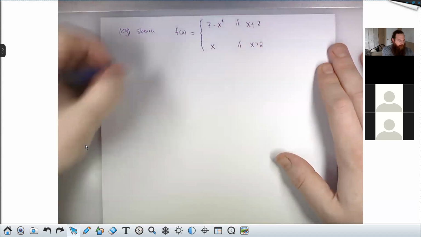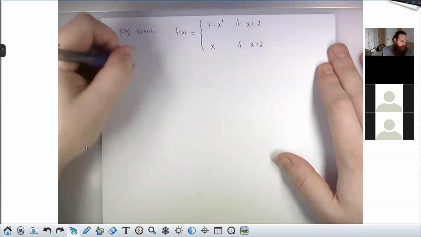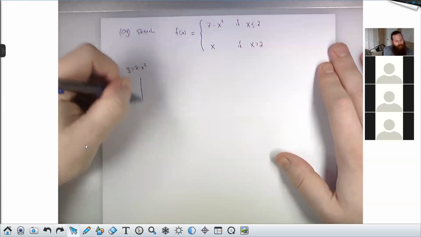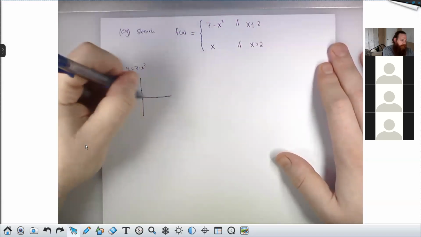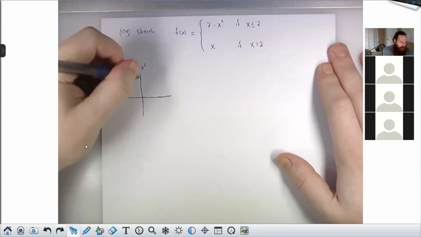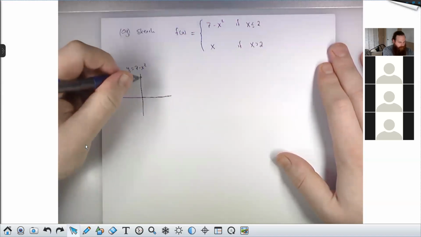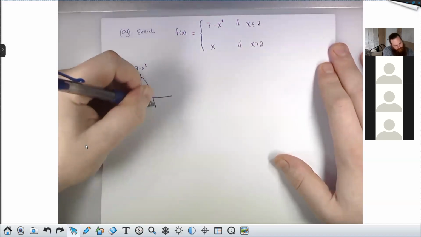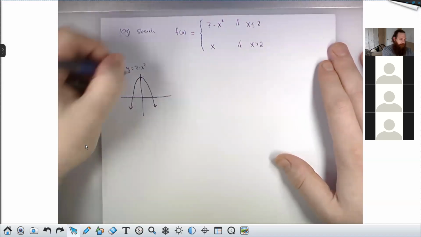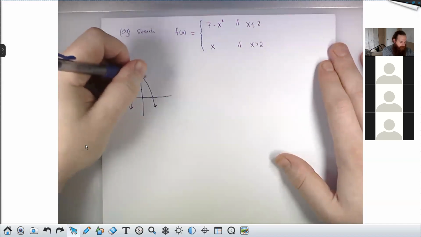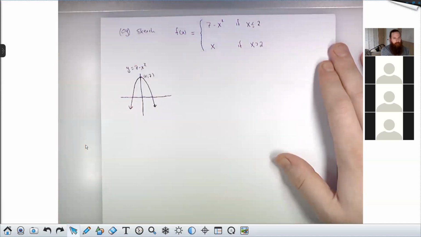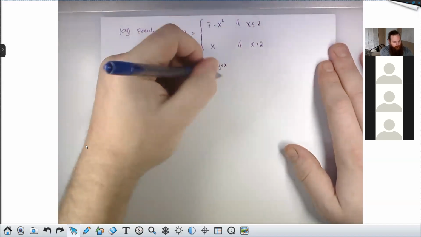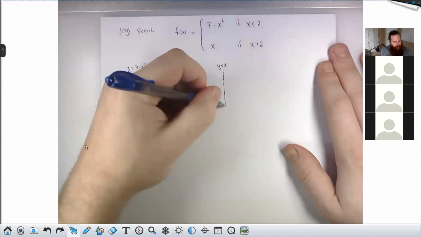So I'll start with a graph of each piece, y equals 7 minus x squared. What does that look like? Okay, well, that's a parabola opening down, whose vertex is at 0, 7. So it looks like this. This is 0, 7 up there. And then y equals x, that's that line through the origin of slope 1 again.